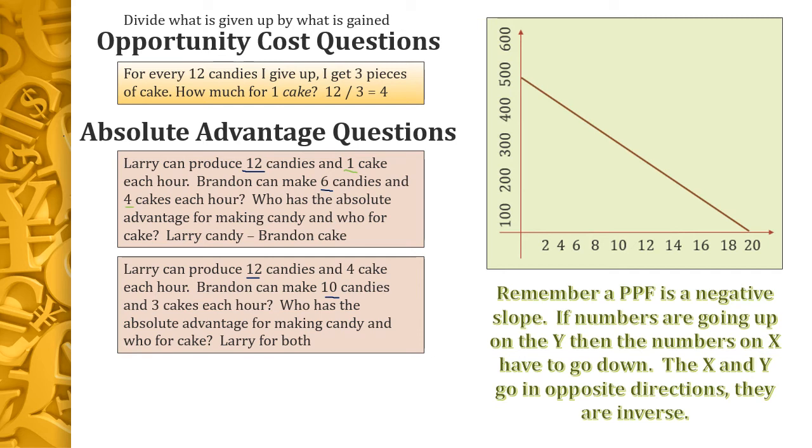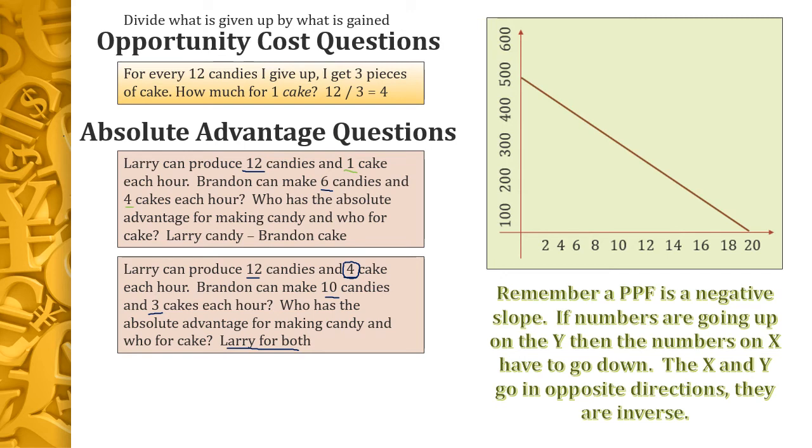But now he's done something, bought some new equipment. He can make 4 cakes, and something has happened to poor Brandon. He can only make 3 cakes now. Well, again, Larry can make more cakes than Brandon, so now Larry has an absolute advantage for both items.